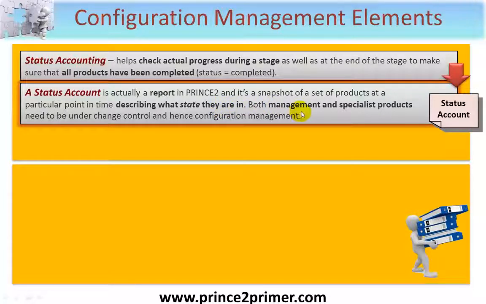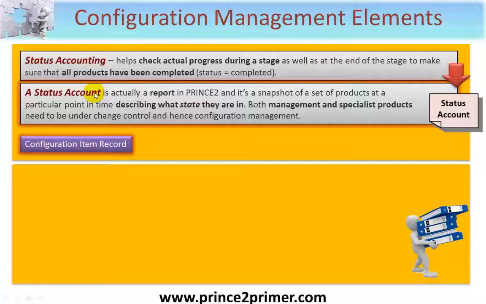Both management and specialist products need to be under change control and hence configuration management. If in this particular stage you as the project manager have been given out work packages of software products, the last thing you want to do is to request an end stage assessment only to find that some of the products have not yet been fully signed off. How do we go about doing this?